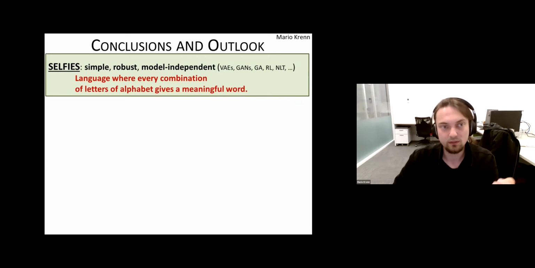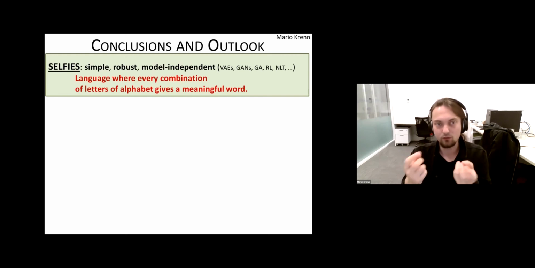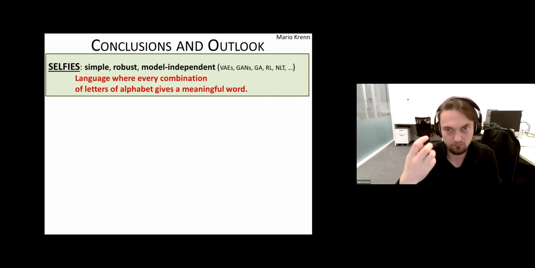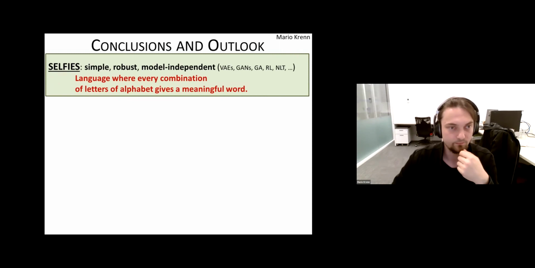And you can think about the language in such a way that every combination of letters in this alphabet gives a meaningful molecule, a chemical word, which doesn't exist for normal spoken languages.